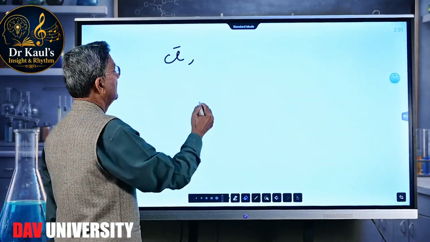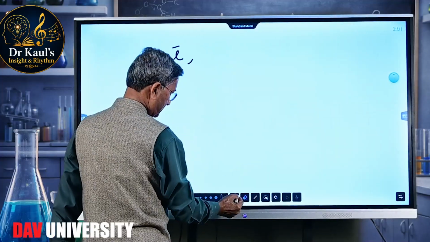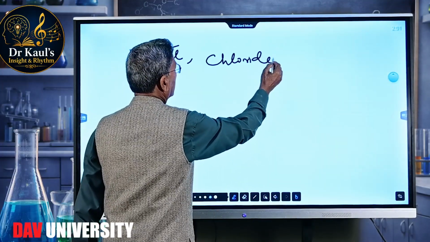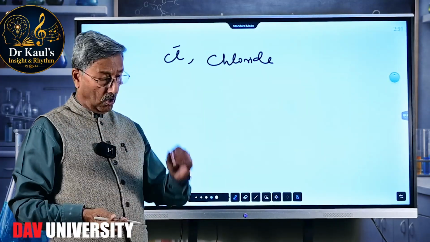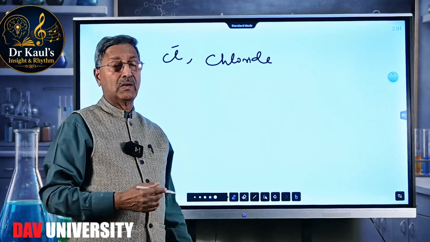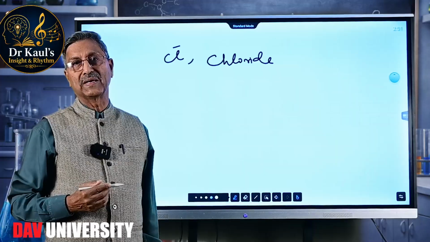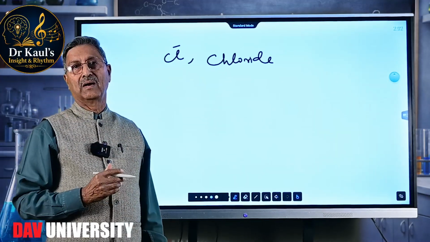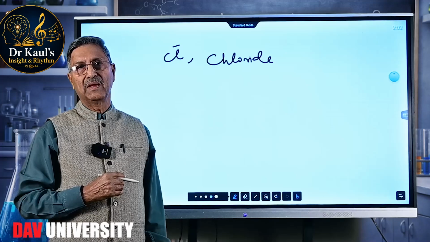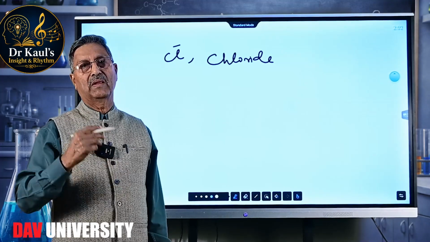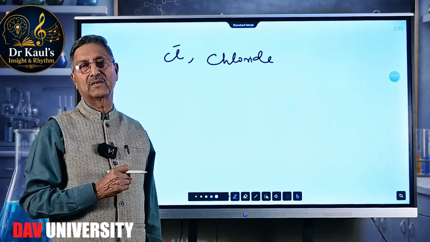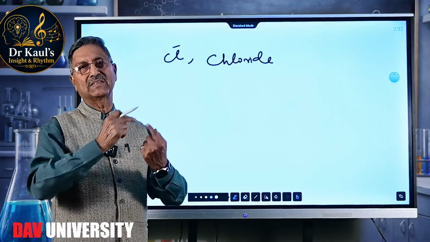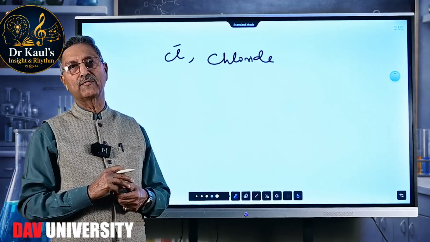First of all, let's say the chloride radical may be present. So how to identify it? We perform the test and observe the gas. Colorless vapors will be evolved, having a pungent smell. And if we bring a rod dipped in ammonia or ammonium hydroxide solution to the mouth of the test tube, then we get dense white fumes.